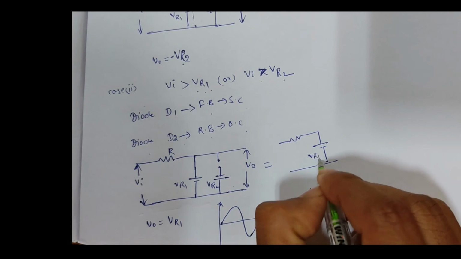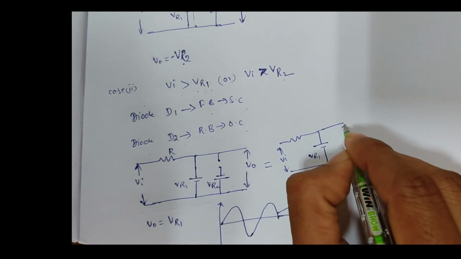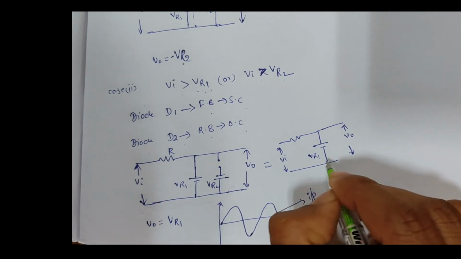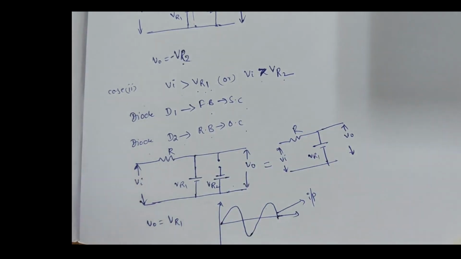This is VR1, VA, this is V0. This is why: because it is open circuited, there is no current flowing here. So from this, V0 equals VR1. So now you can draw the output waveform. This is our input waveform.